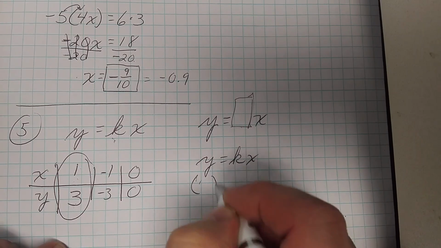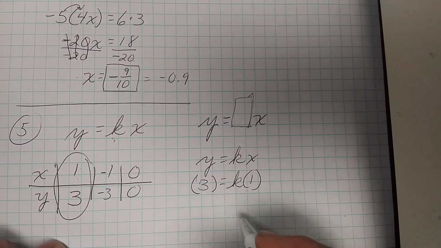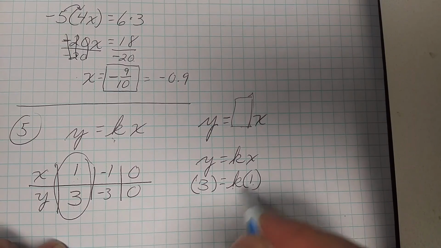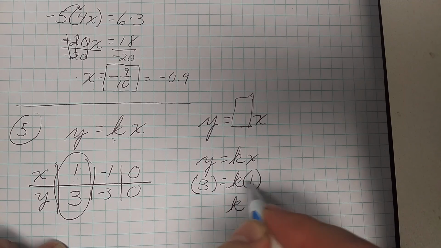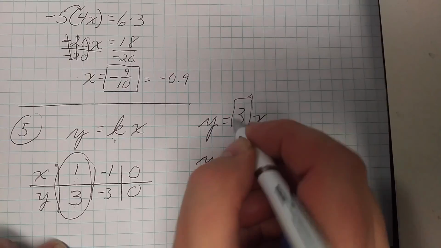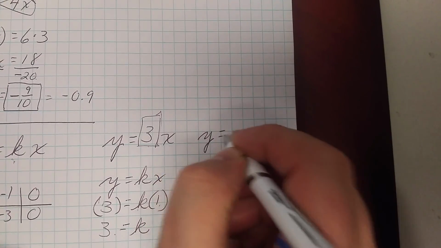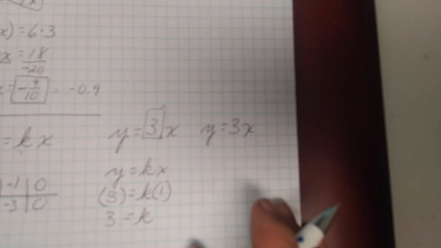So we know y is 3 when x is 1. So of course k times 1, anything times 1 is itself, and so k is going to equal 3. So our formula is y equals 3x, and that will work every time.